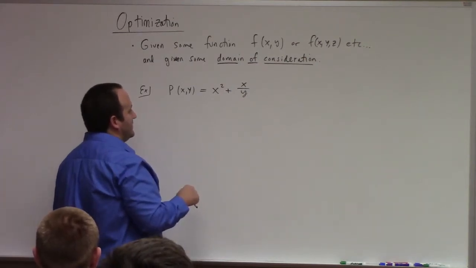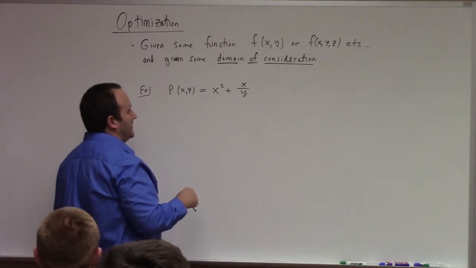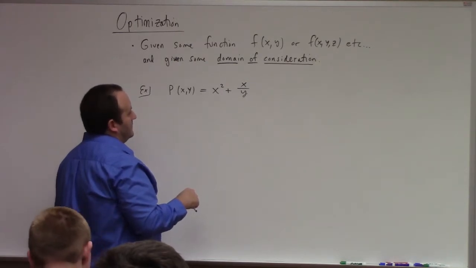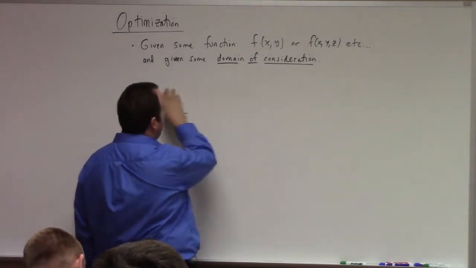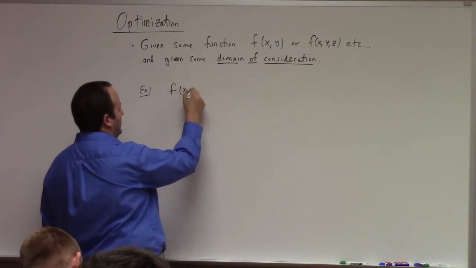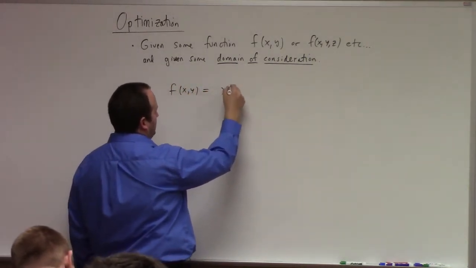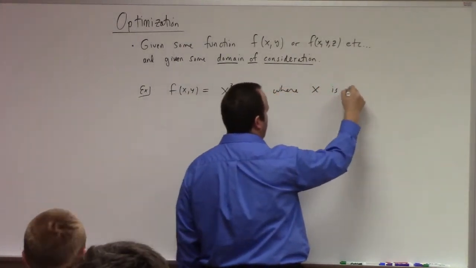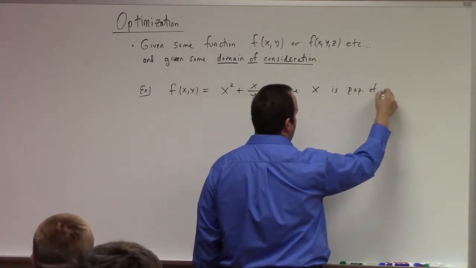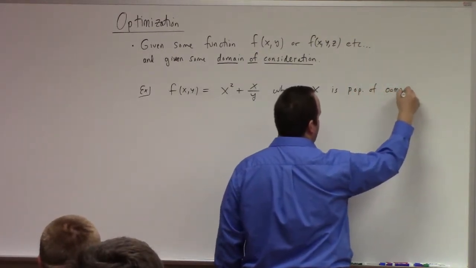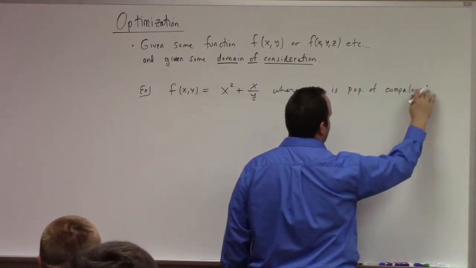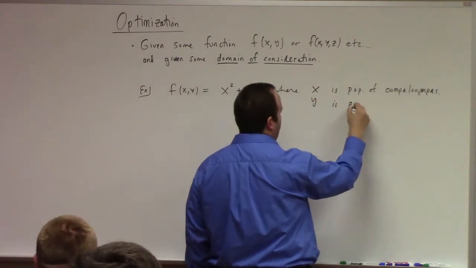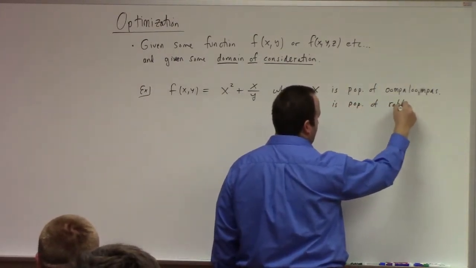Let me come up with a better example. Here, how about this? F of x y equals x squared plus x over y, where x is the population of Oompa Loompas, and y is the population of rabbits.